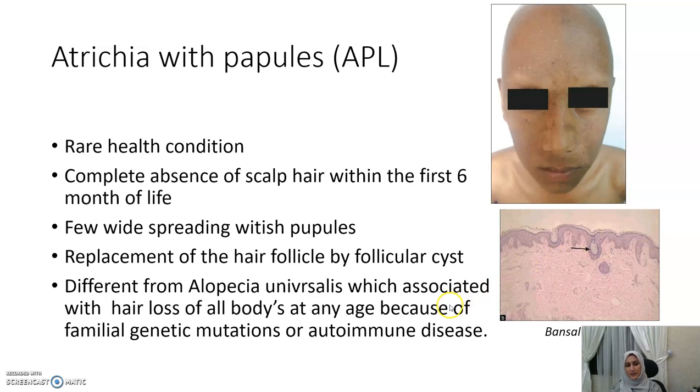We have to mention that alopecia universalis is a different disease than Atrichia with papules. Both of them are associated with hair loss. However, alopecia universalis could be caused by autoimmune disease as well.